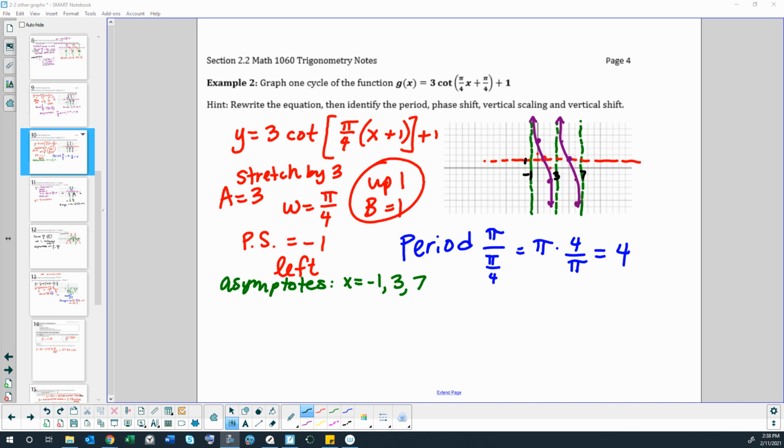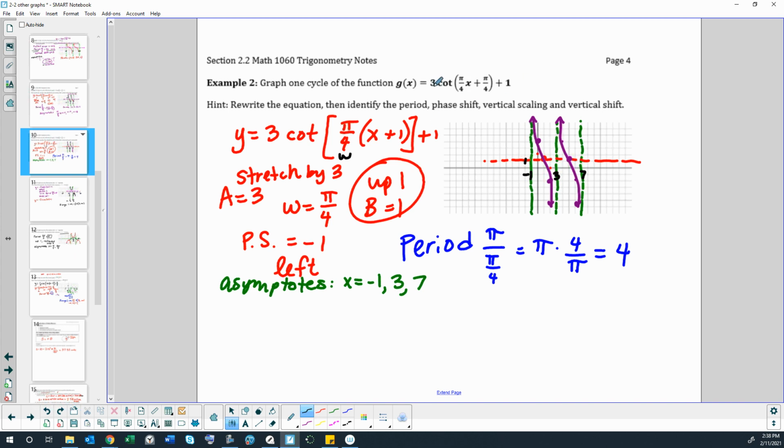So first I've rewritten the equation so that I've factored out omega, which is pi over 4. By factoring that out, we're left with x plus 1 instead of x plus pi over 4, because pi over 4 is our omega value, right?